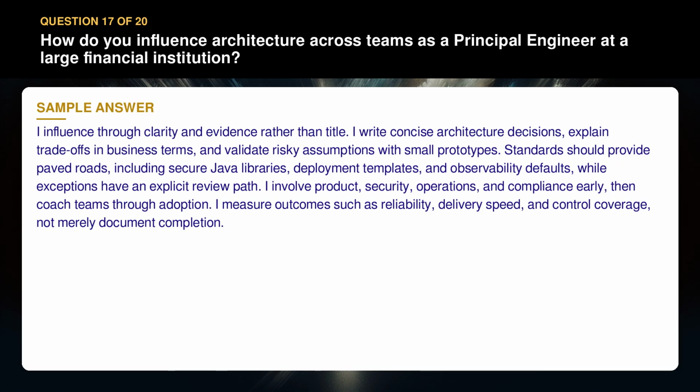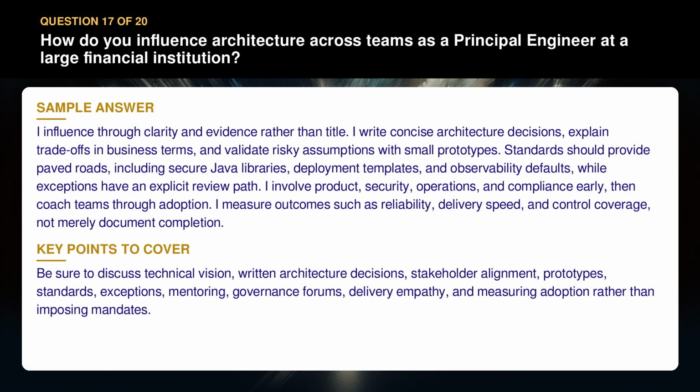Standards should provide paved roads, including secure Java libraries, deployment templates, and observability defaults, while exceptions have an explicit review path. I involve product, security, operations, and compliance early, then coach teams through adoption. I measure outcomes such as reliability, delivery speed, and control coverage, not merely document completion. Be sure to discuss technical vision, written architecture decisions, stakeholder alignment, prototypes, standards, exceptions, mentoring, governance forums, delivery empathy, and measuring adoption rather than imposing mandates.